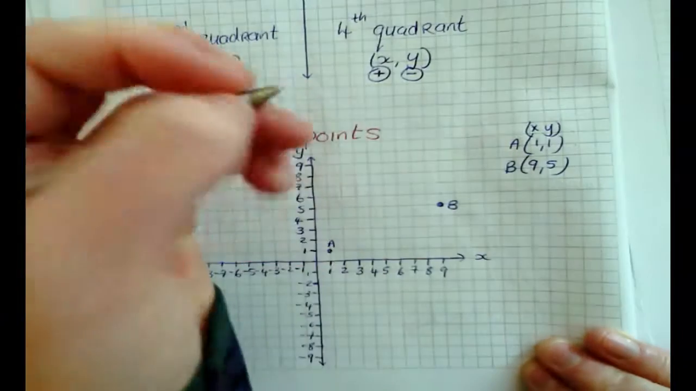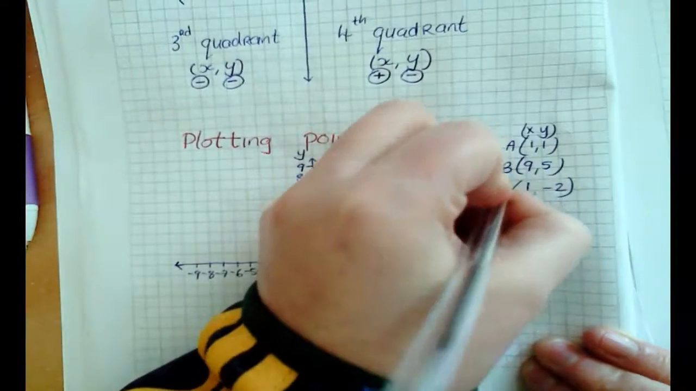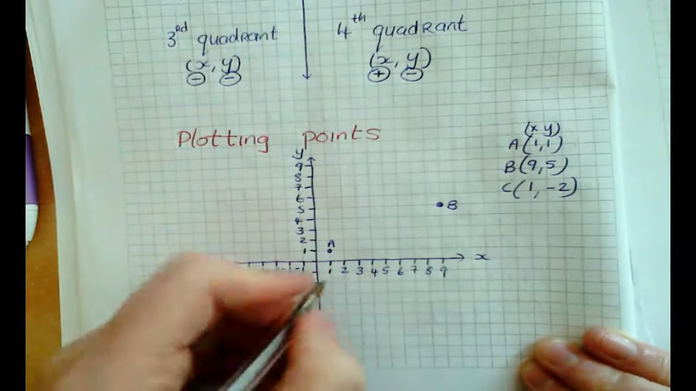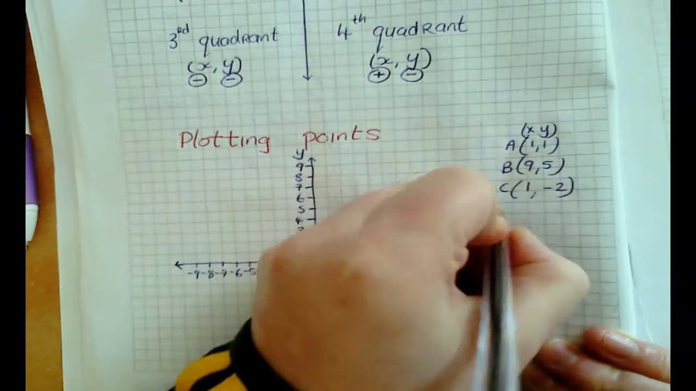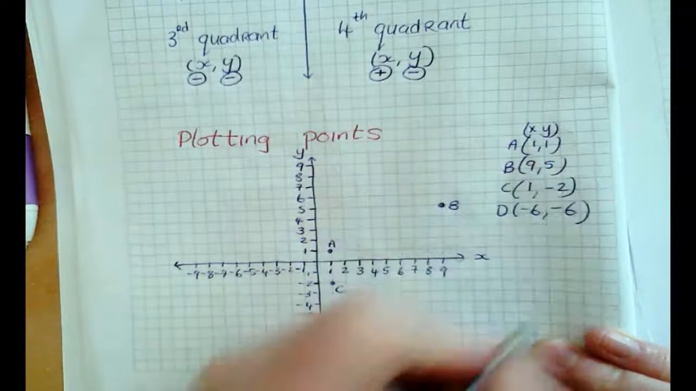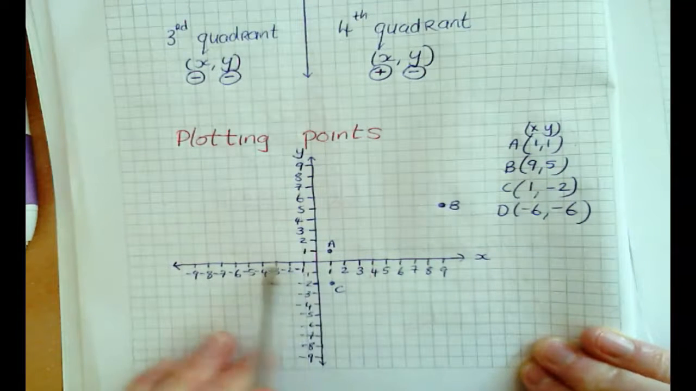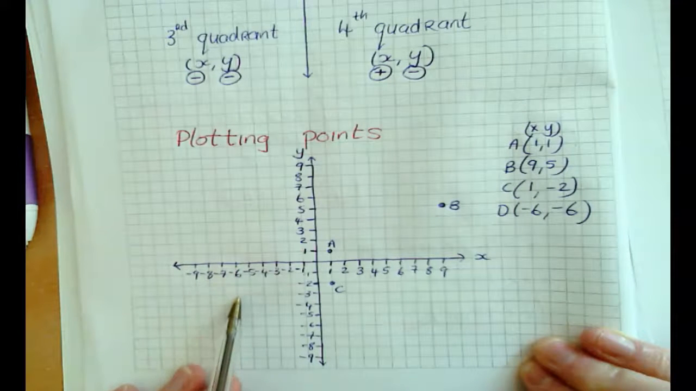So the same then, if I have 1, -2, I go out to 1 on my x-axis, and then it's -2, so I go down 2. My D then is -6, my x is first, so on my x-axis I go all the way out to -6, and then my y is also -6, so I come all the way down to -6.